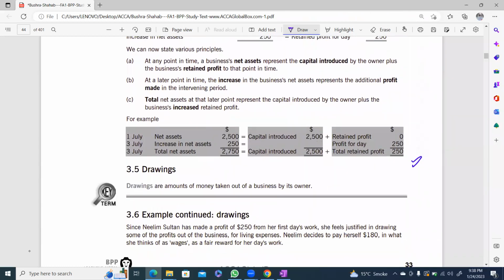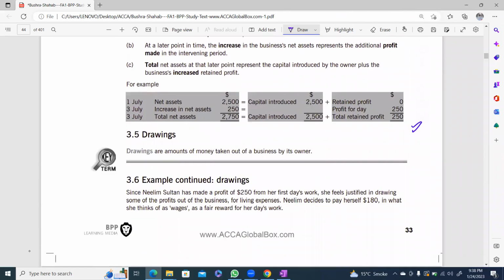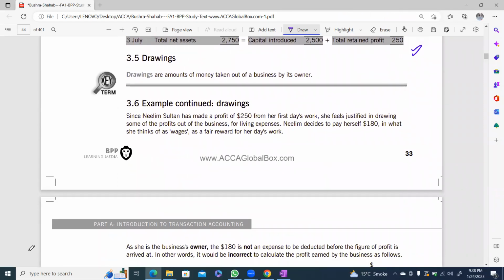Now I'll tell you from another equation how you have to calculate the decrease or increase in net assets, otherwise you'll get confused. Drawings: any amount withdrawn by the owner from the business. Drawings is basically the amount or the goods you have taken for personal use.